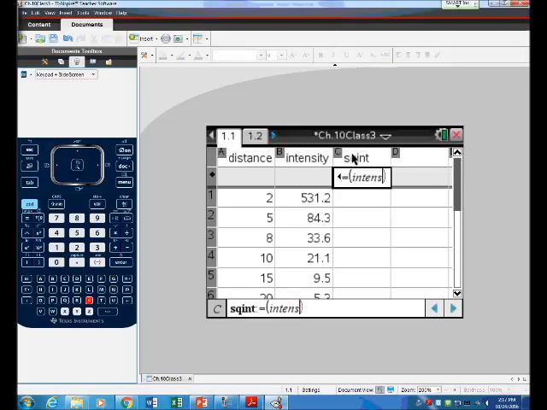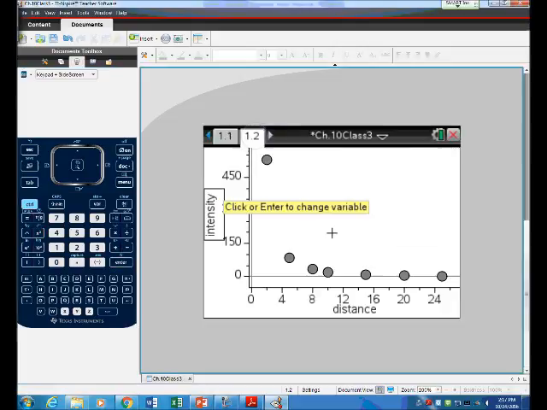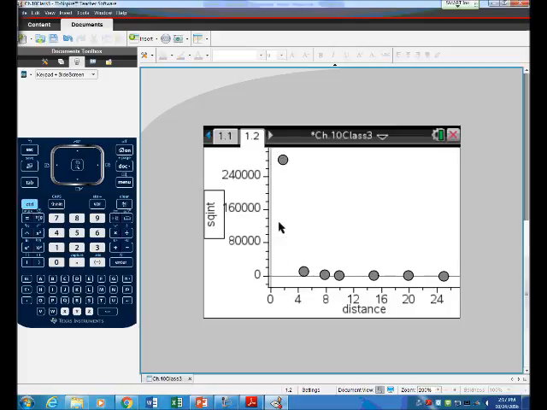Hopefully I spelled it right. I'm going to take a look. Oh no, intensity squared. Excellent. There we go. And I'm going to go back to my scatter plot and change this intensity to square intensity, which is squint. And that pretty much makes it worse. So that one didn't work, which means I'm going to go ahead and X that out.